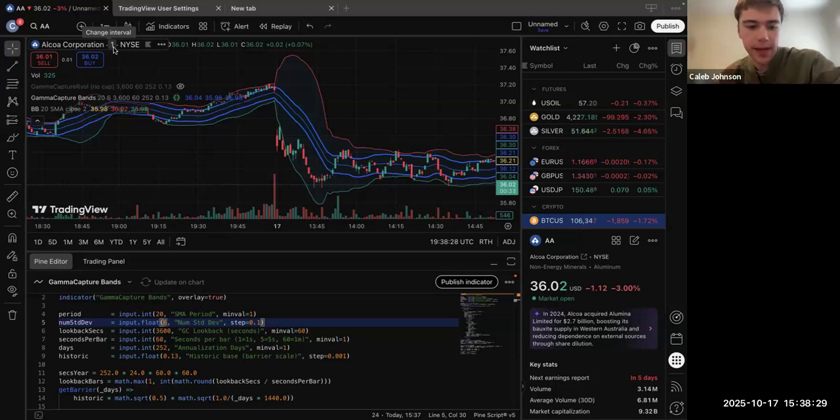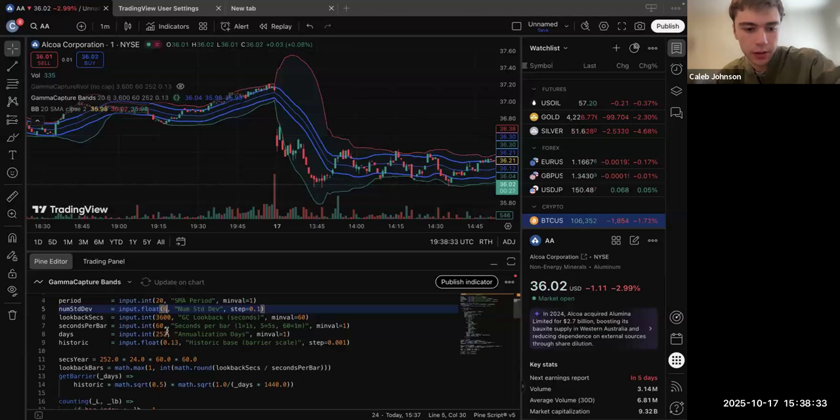I think at least with the bands, I could make it a function of like seconds per bar. So if your time interval is bigger, we can multiply by a bigger number just to make the bands look more reasonable. That would not be too hard to do.